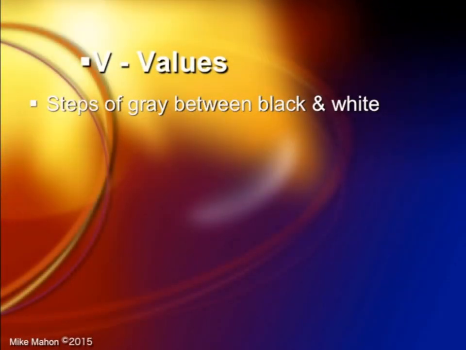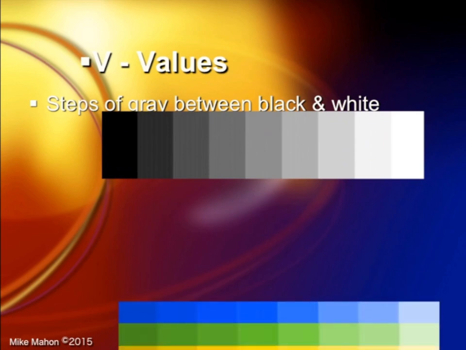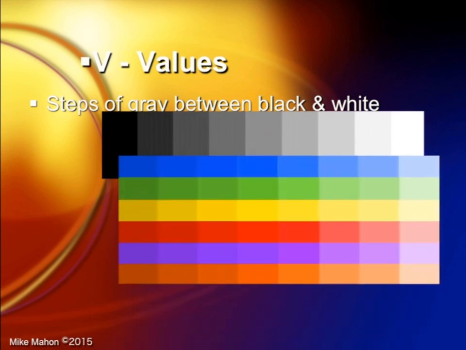Okay. Now, values is probably one of the areas that most people have trouble with because they are so arbitrary, or can be arbitrary. But basically, we're talking about the steps of gray between black and white. This is a typical artist grayscale. This is a color breakdown of light to dark.